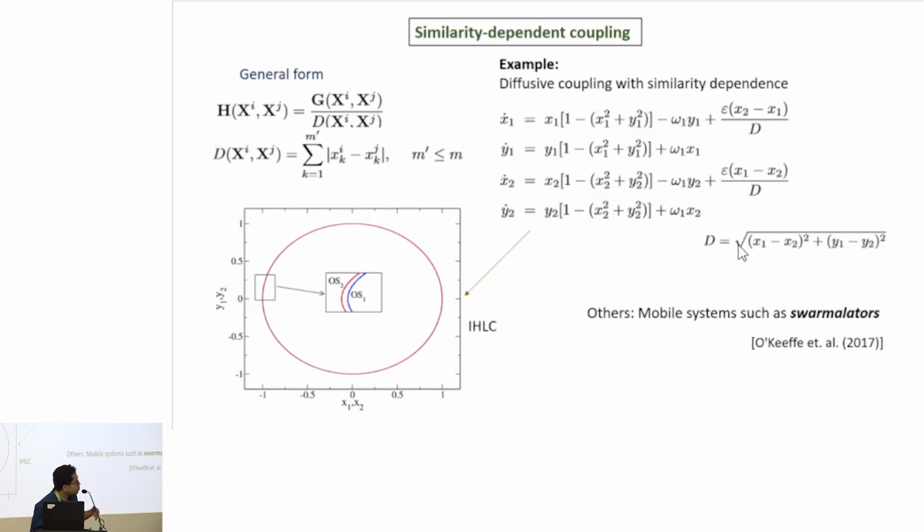Firstly, I would like to show what happens when you introduce this similarity dependent term into the diffusive coupling scheme. As you can see, initially, when D was 1, both the oscillators settle at the same limit cycle. But in this case, the limit cycles are not the same. So basically, the introduction of the similarity dependent term has led to the formation of inhomogeneous limit cycles. This kind of coupling is also used in mobile systems such as swarmalators.